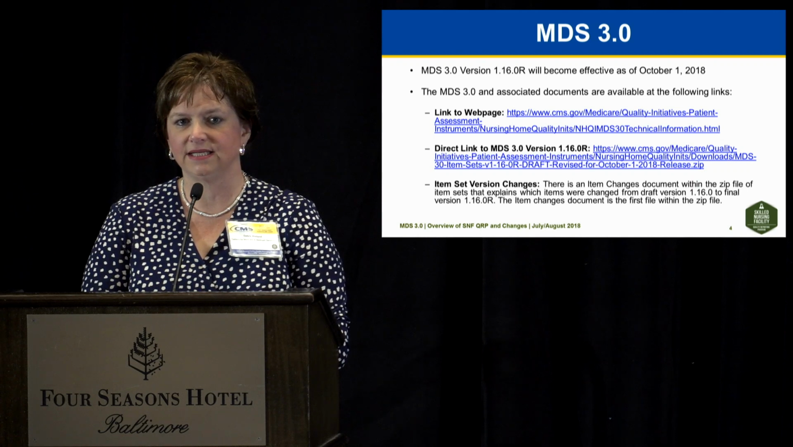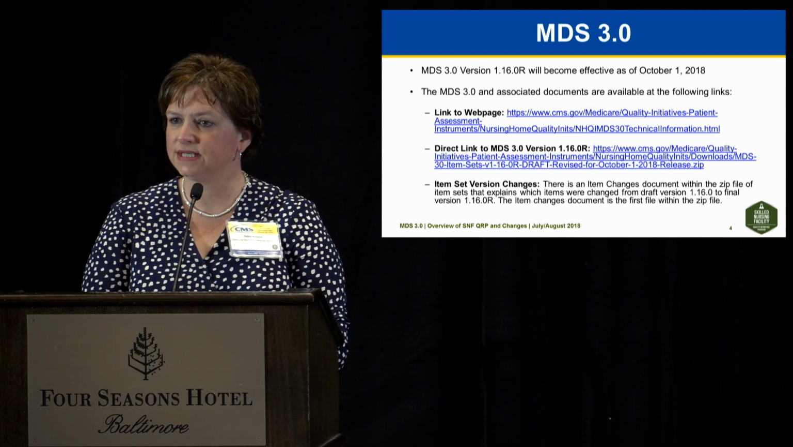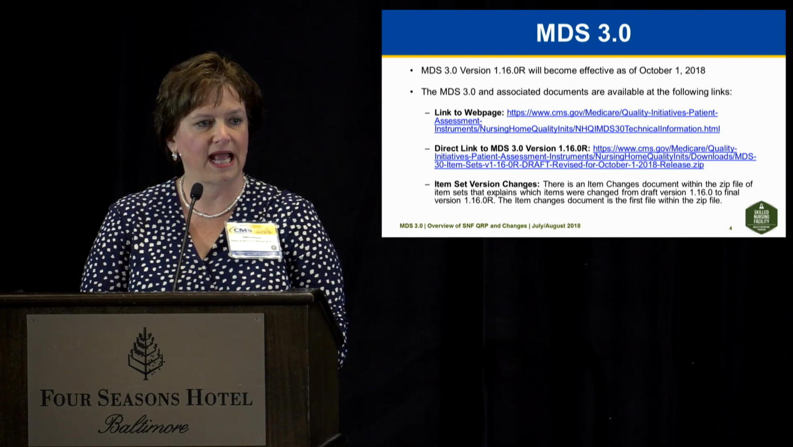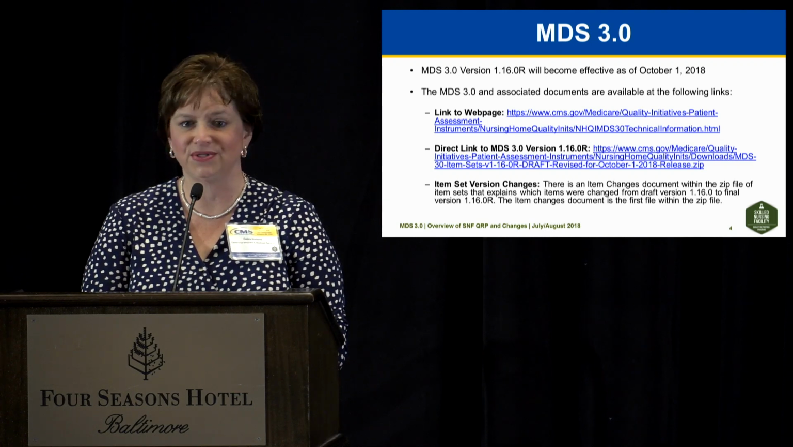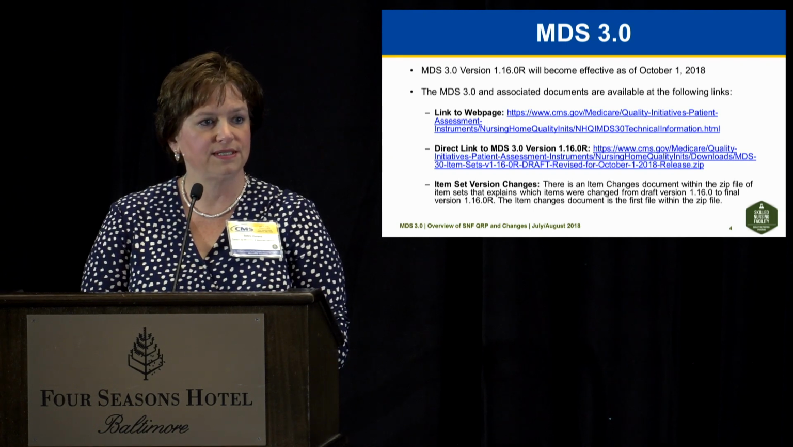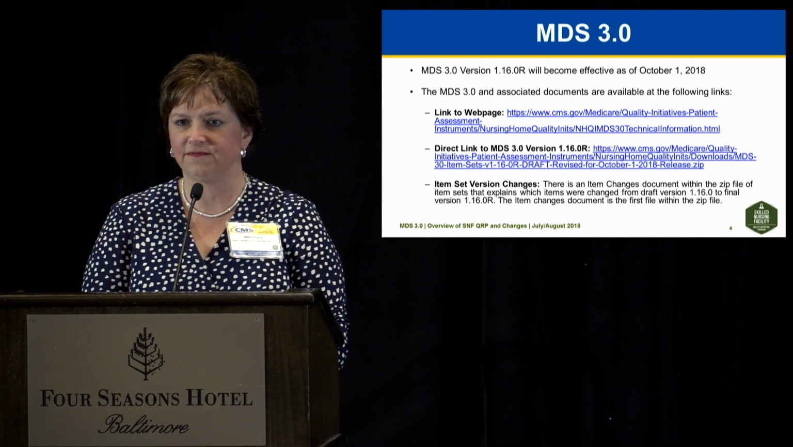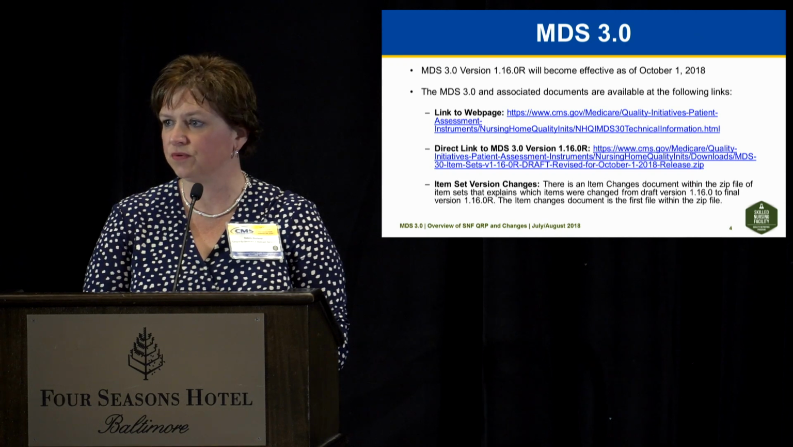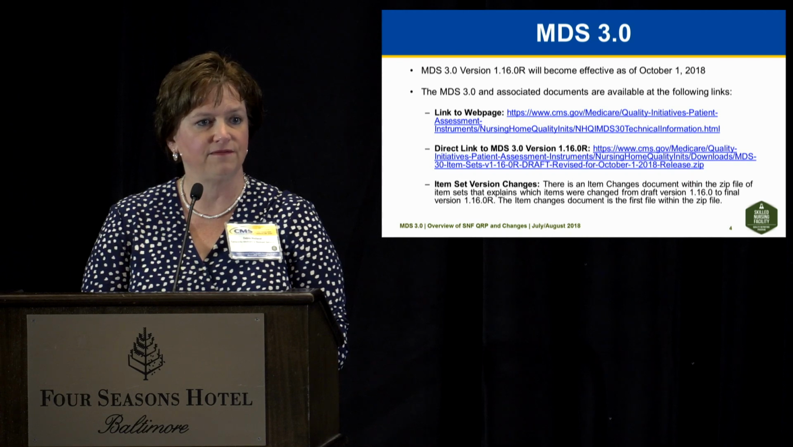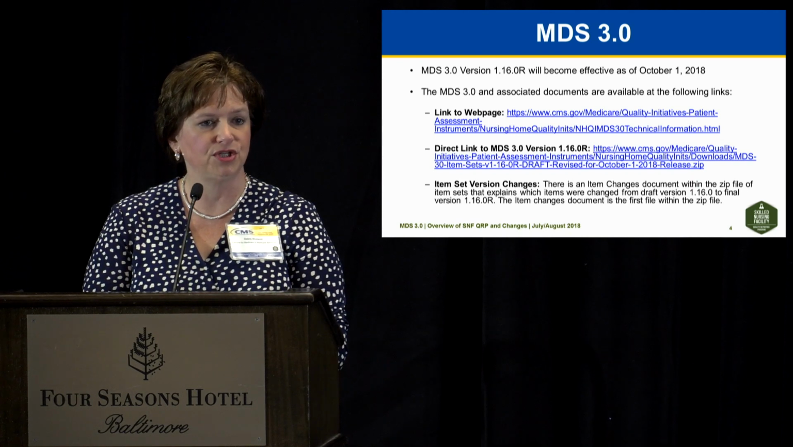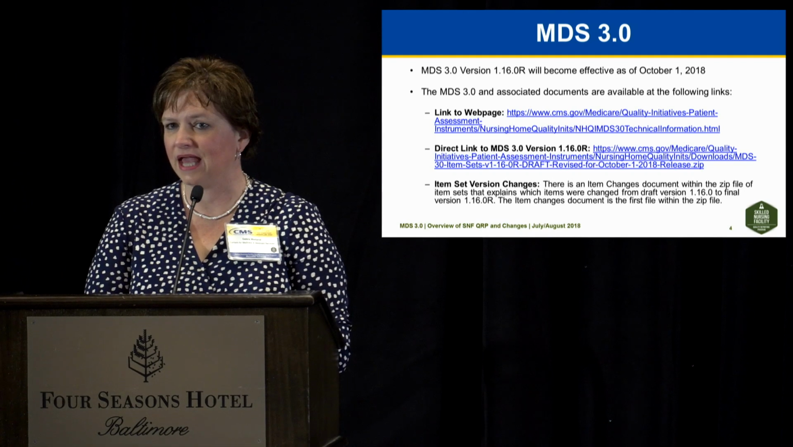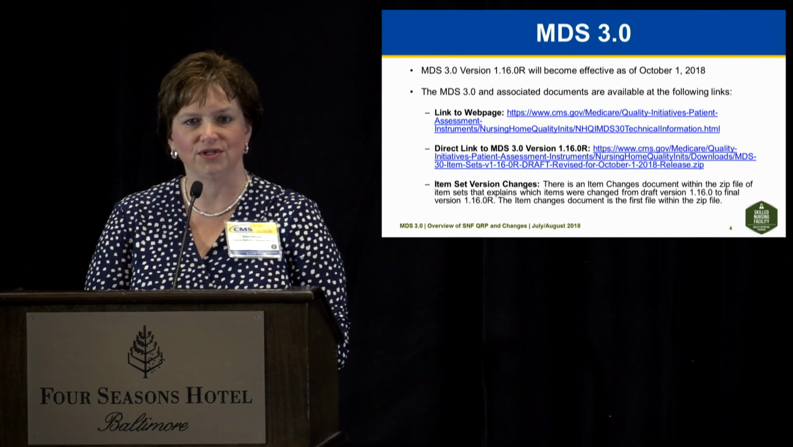The second link that is listed on your slide will take you directly to the zip file where you can access the item sets that are in effect on October 1st. One important document within that zip file is an item change report. Now, this item change report will identify all of the item changes that are incorporated into the item sets that you download and those changes that are in effect on October 1st.